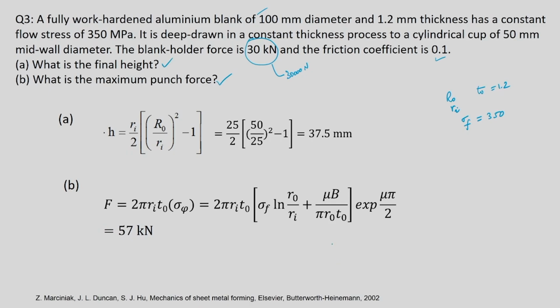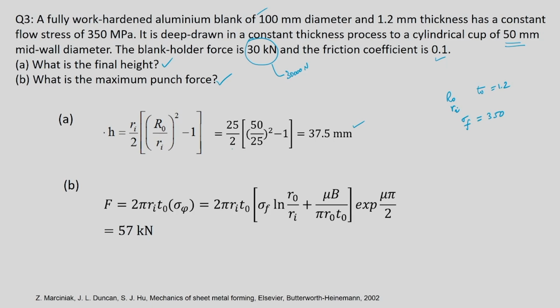F. So, H is again the same formula, Ri by 2 into R naught divided by Ri whole square minus 1, which is nothing but, Ri is given, what is it? Cup height is 50, that is diameter is 50, okay. So, 25 by 2, so 50 by 25, the whole square minus 1 is going to be 37.5 mm. So, you can calculate it and find out, it would be 37.5 mm height. So, with this particular aluminum sheet of 100 mm diameter, 1.2 mm thickness can be converted into a 50 mm cup. It has to be deep drawn.